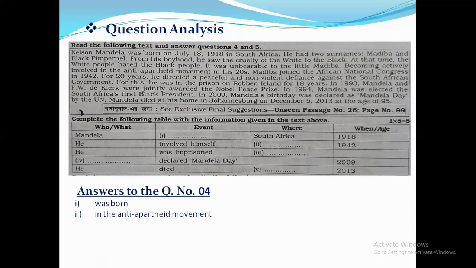Okay. He was imprisoned. Number 3, under the keyword where. That means he was imprisoned where? It will be on Robben Island. Number 4, it is under who, and what declared Mandela Day, the UN. And number 5, it is under where he died in 2013. It is at his home in Johannesburg.